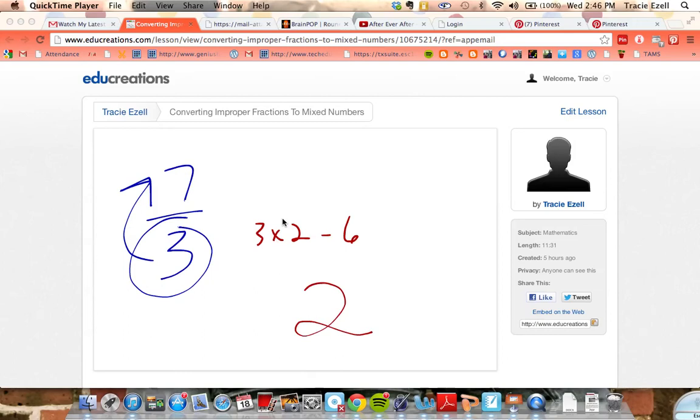So my answer is 2. And then how many did I have left over? If 3 times 2 is 6, how many did I originally have? I had 7, so I have 1 left over. And then my original denominator goes on the bottom of my fraction.